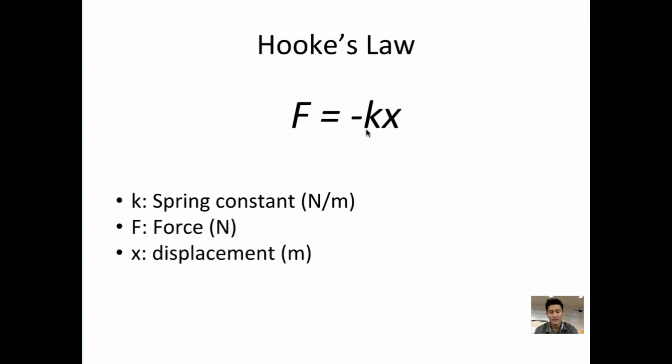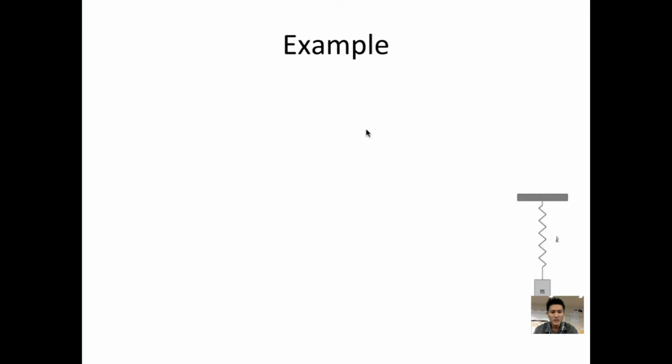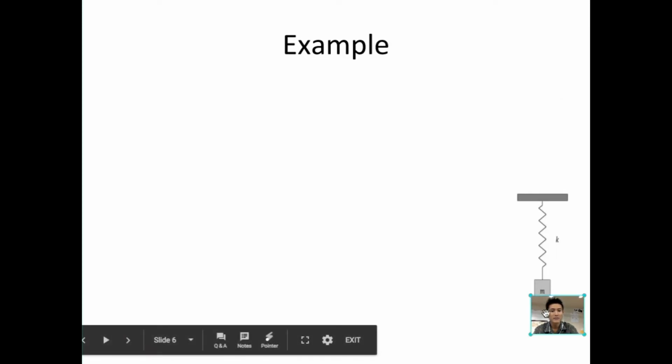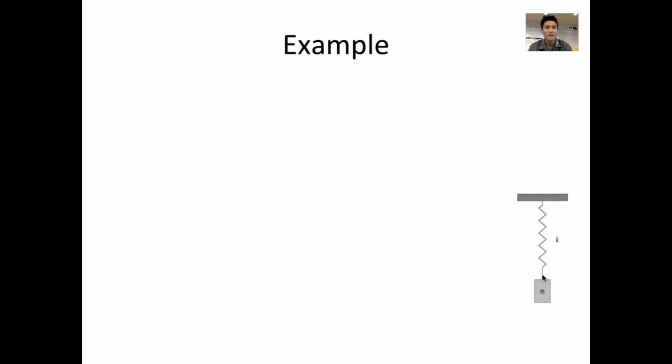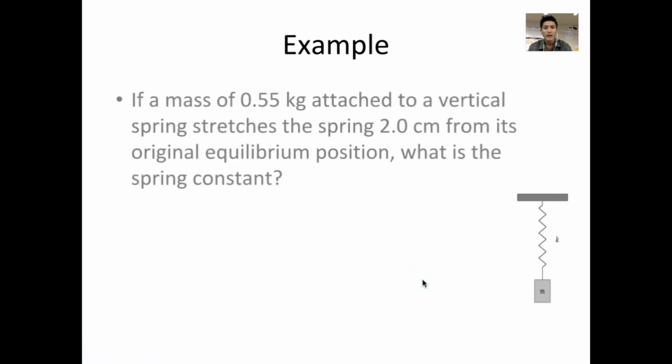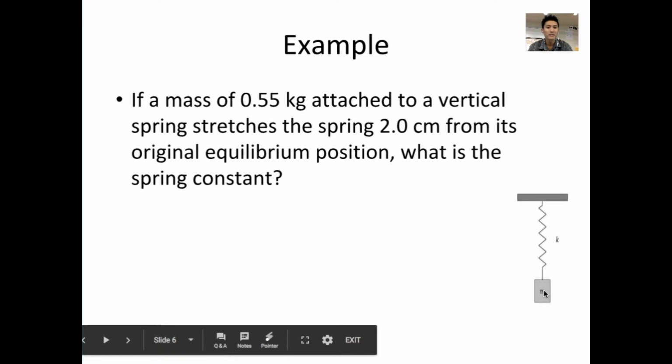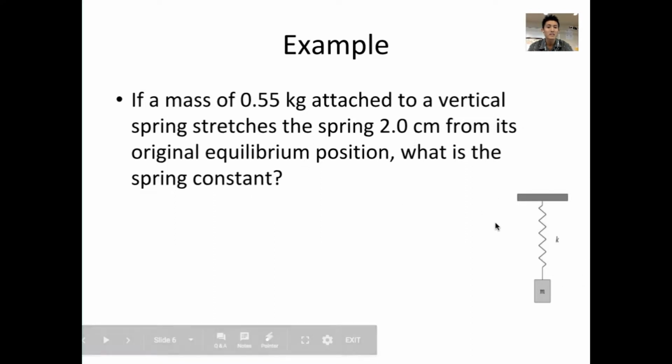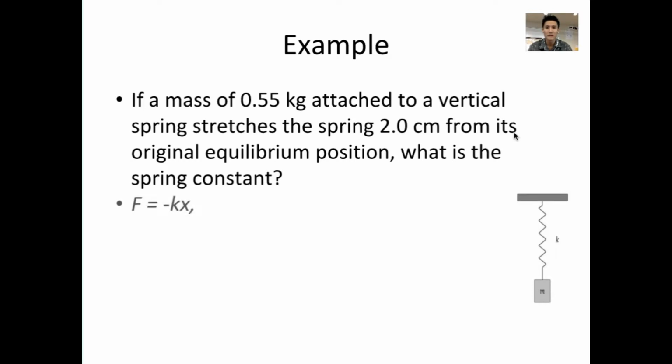So what does this look like on your quiz? Well, here's an example, and notice I have a little picture down here for you. Let's say we have a mass on a spring, and that mass is 0.55 kilograms, attached to a vertical string that stretches a spring 2 centimeters from its original equilibrium position. What is the spring constant? The beauty of this is we're able to figure out the spring constant using Hooke's law and also the force due to gravity. So what are some things we know?